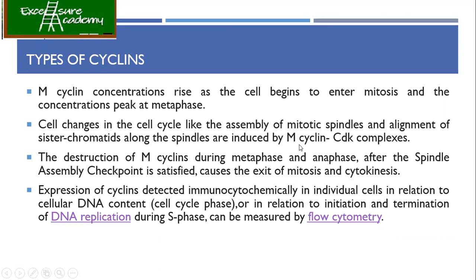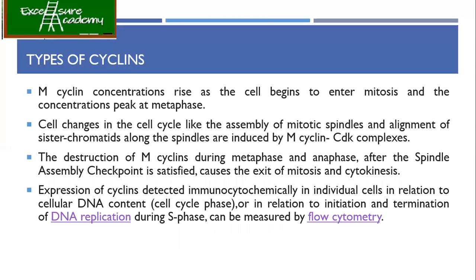So remember when we talked about the M cyclin CDK complex, it helps in the chromatin condensation, it helps in the nuclear envelope fragmentation, it also helps in the spindle fibers formation. Right. So the destruction of M cyclins during metaphase anaphase, after the spindle assembly checkpoint is satisfied, causes the exit of the mitosis and cytokinesis. So you see that the moment the cell has crossed the metaphase anaphase stage, the concentration of M cyclins decreases. It means that now the cell is going to exit the mitosis and the cell is going to divide into two identical daughter cells now.